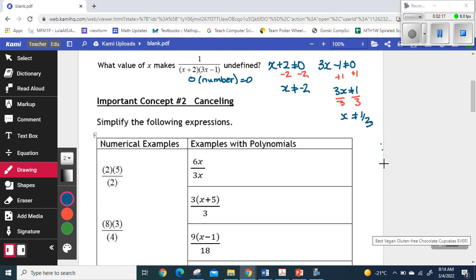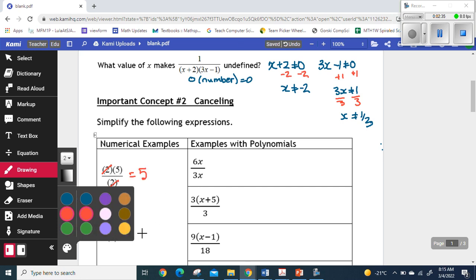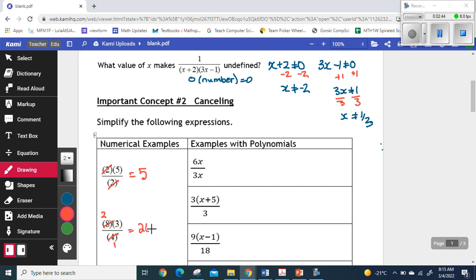So another important thing when it comes to fractions is canceling. So let's look at a couple of just straightforward numbers first. So when I've got my numbers, I've got a 2 times a 5 over top of 2. We know if we have the same number in the numerator as the denominator, we can cancel it out. So that would leave me with just 5. Let's look at the other one. If I have a number in the bottom and it goes into the number up top, so 4 goes into itself once, 4 goes into 8 twice, well then I would be left with 2 times 3. Which in this case, they're both numbers, so I can make that equal to 6.